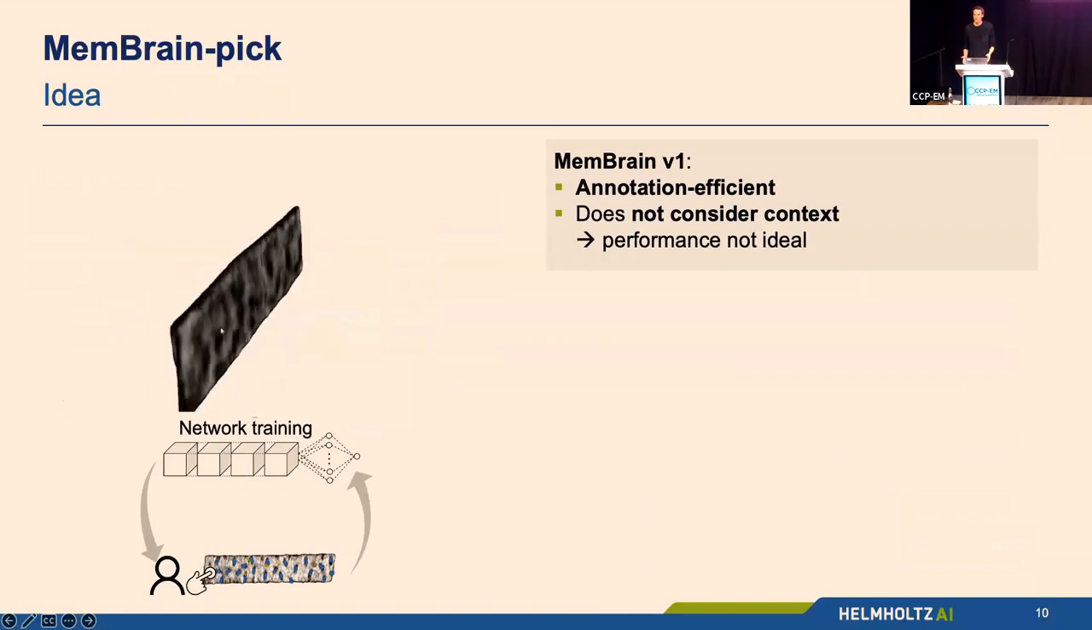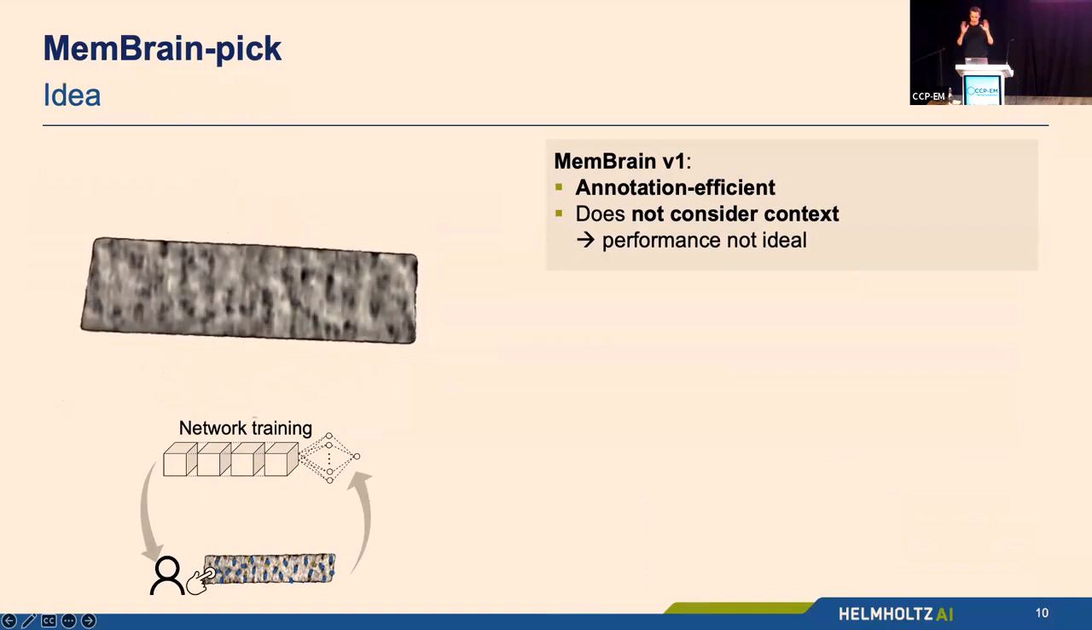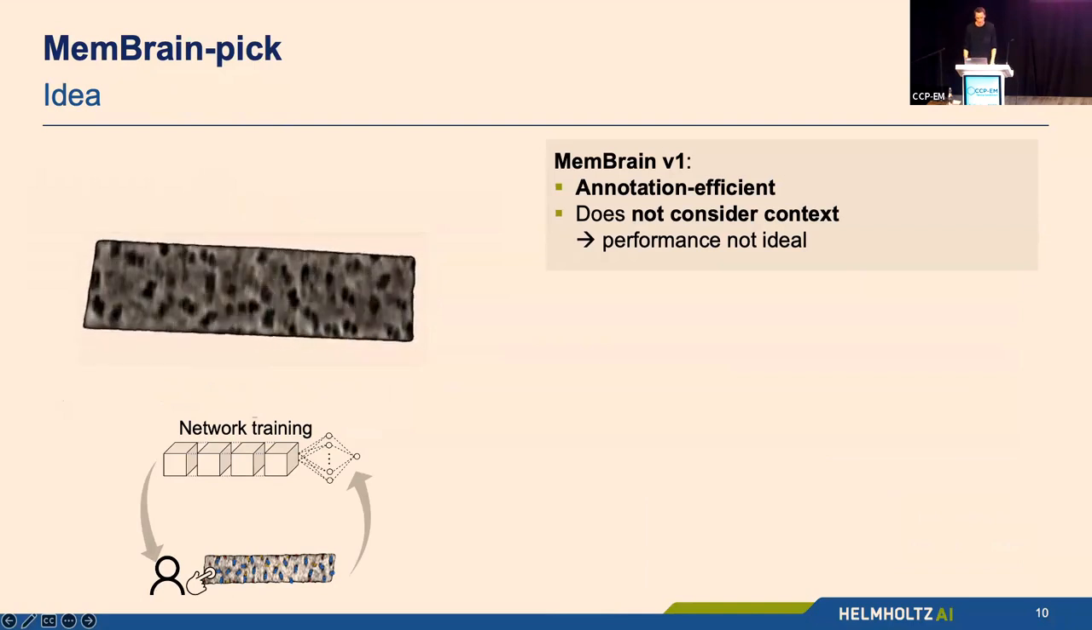So the benefit of MemBrain V1 was that it got a pretty decent performance already with very few annotated membranes. So it was very annotation efficient. So we didn't need a very large training set to perform well. The problem was that the performance was still improvable, I think. So we still spent quite some time correcting the picks of MemBrain-pick. And I think the reason was that it just didn't consider a lot of context.